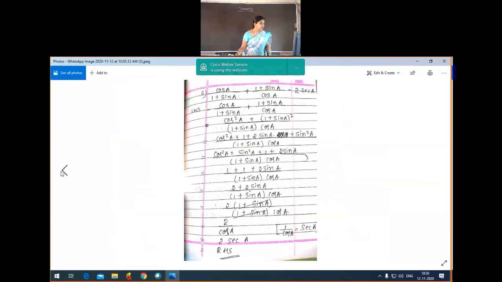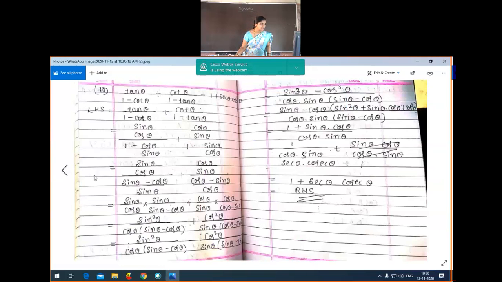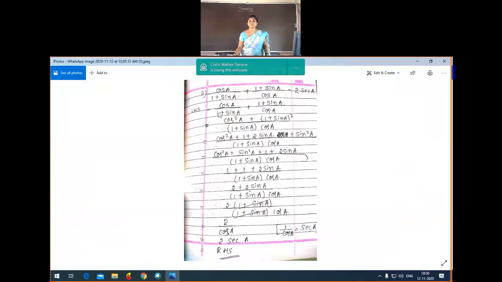Now, let us move on to the third question. Yeah, this is the third question. I told you, you can skip many steps. See, I have written very detailed. See here, 1 plus 1. Next step, 1 plus 1 is 2. Like that. Next, 2 as common factor.